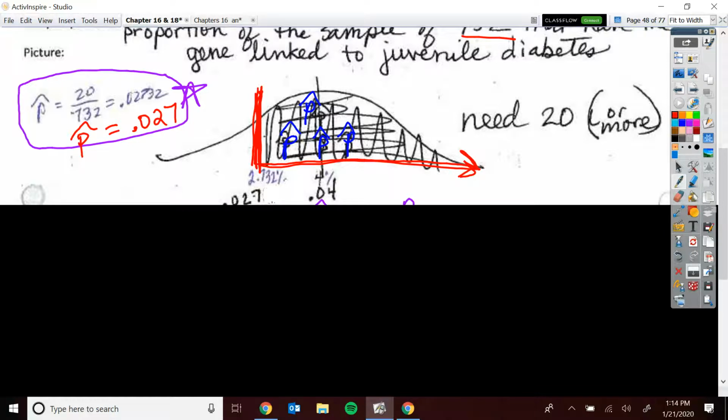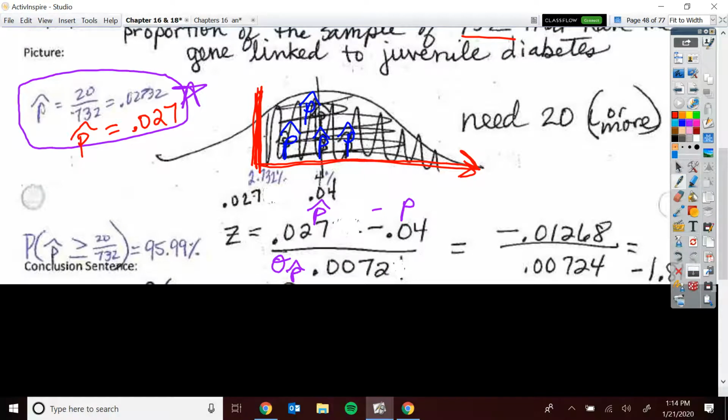Okay, 0.027 or more is what they need. And so that's our p hat that we're looking for, our 0.027. So there's my z-score: p hat minus p over the standard deviation of p hats. Okay, and I get negative 1.81. If you just used 2 decimal places, then you got negative 0.81 for your z-score.